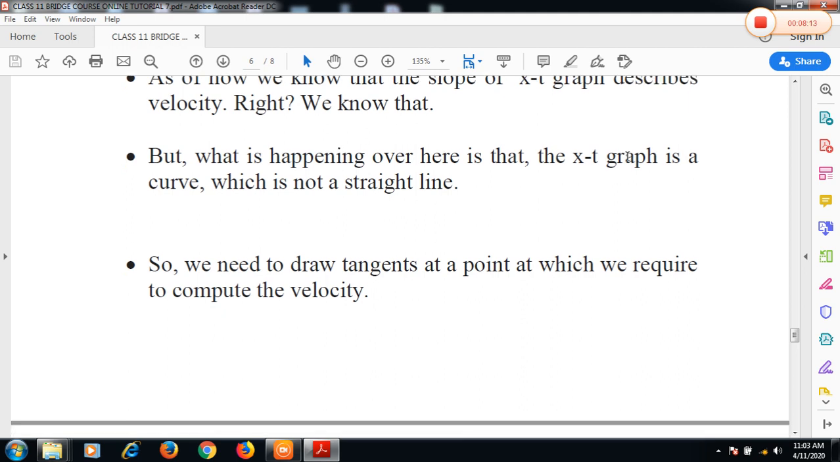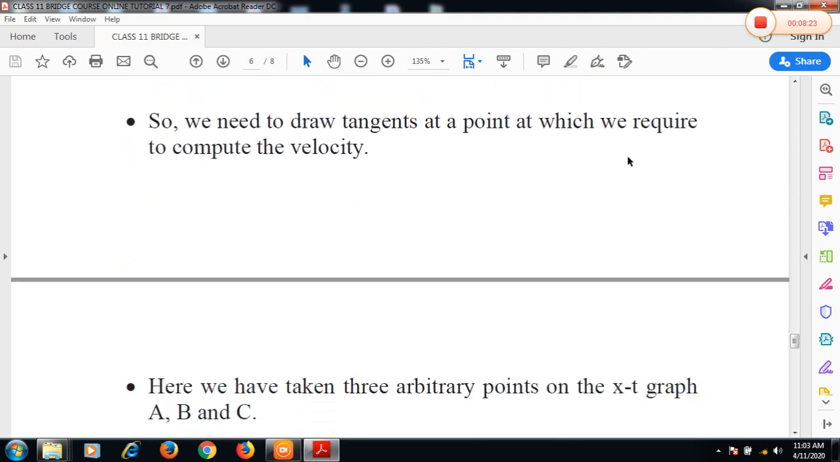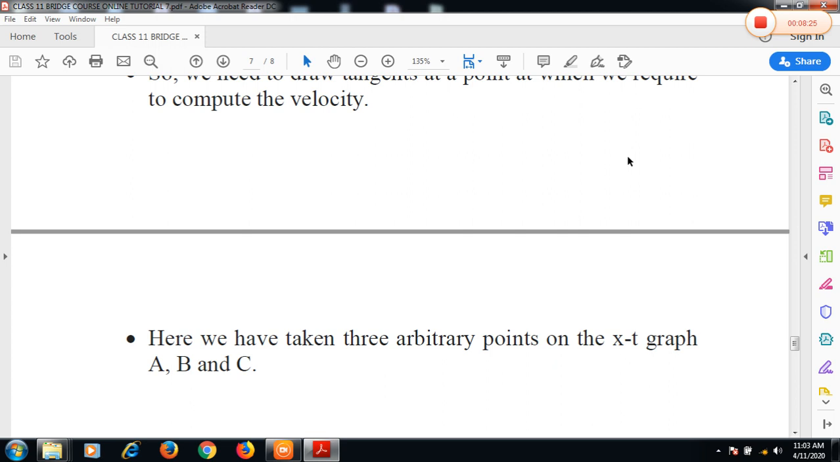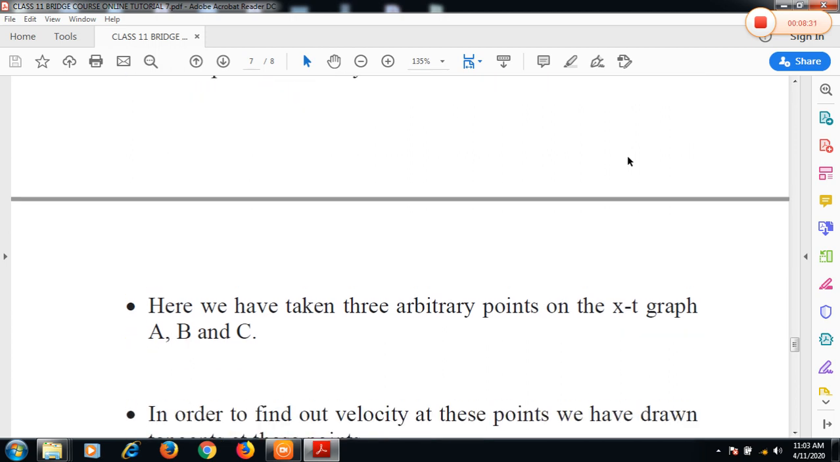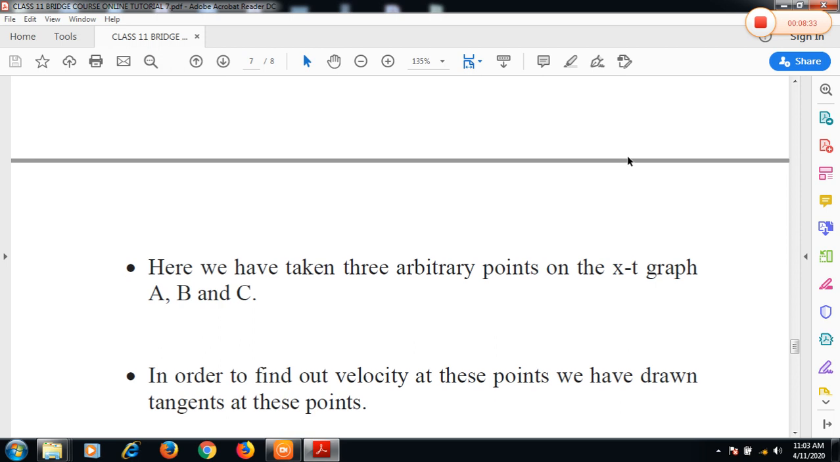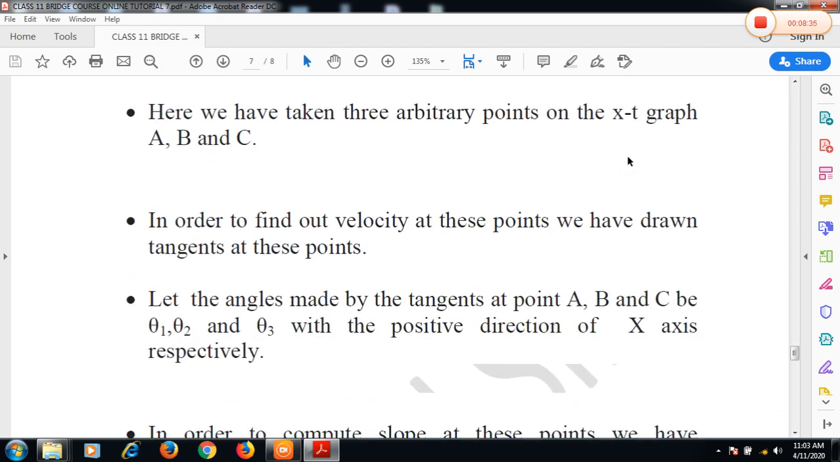So we need to draw tangents at a point at which we require to compute the velocity. From the figure we see that we have already drawn the tangents at different points. Here we have taken three arbitrary points on the xt graph, namely A, B and C. In order to find the velocity at these points, we have drawn tangents at these points, as we have seen. Let the angles made by the tangents at points A, B and C be theta 1, theta 2 and theta 3 with the positive direction of the x axis respectively.